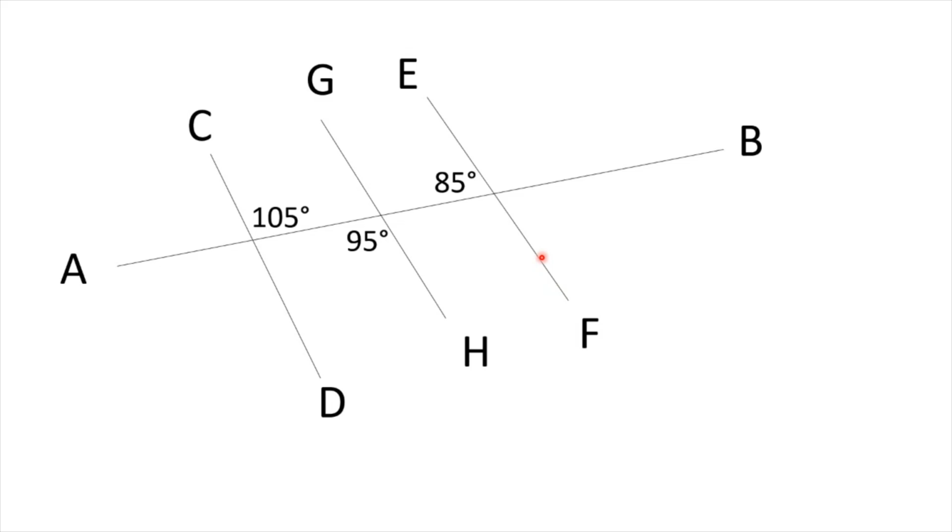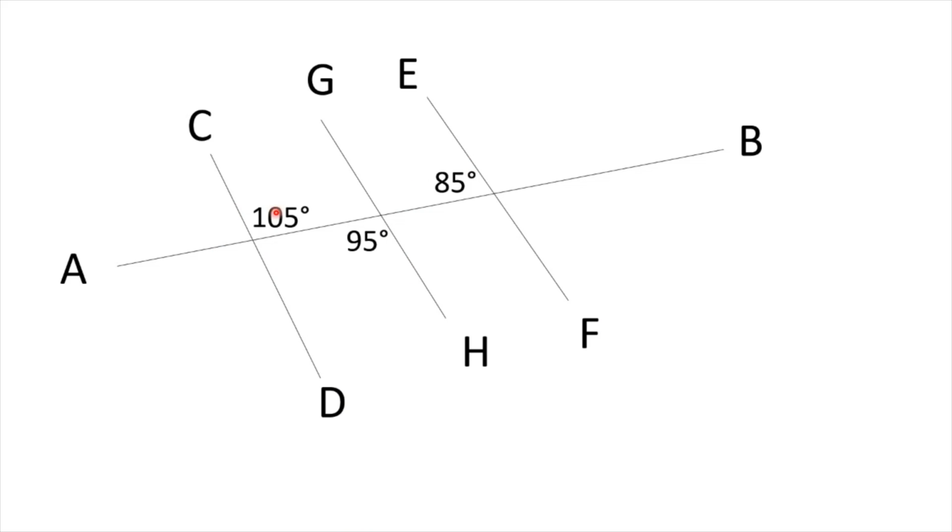All right, this time we've got four lines. AB is again being chopped up by some other lines. So in this one we've got CD, and the angle at C is 105 here, 95 here, and 85 over here. So again, if we're going to try and find out if some of these are parallel, let's fill in the other angles and see if any of these pairs are the same.